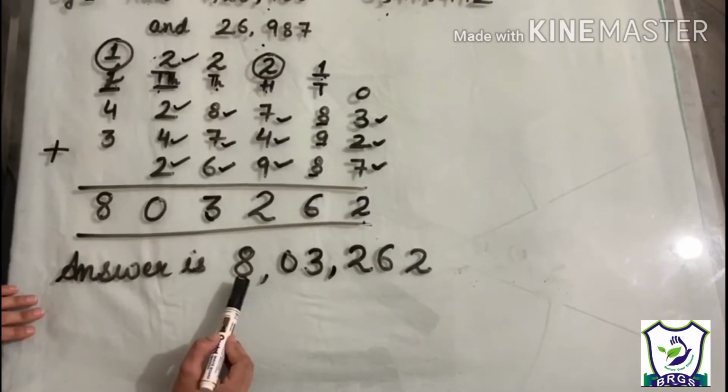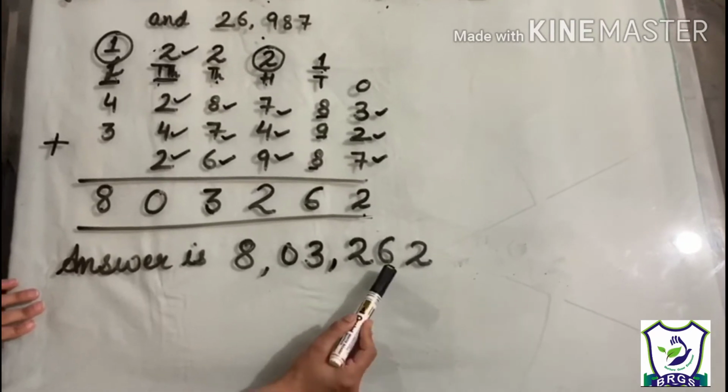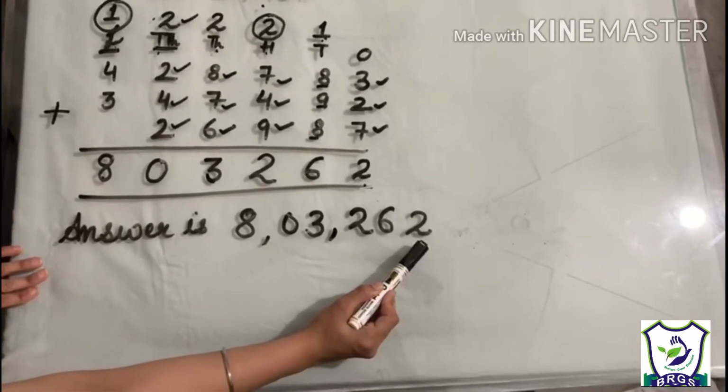It is 8,03,206 tens and 2 ones. Okay students, I hope you have understood the steps of the addition. Now we are going to start our book exercise with activity 1.